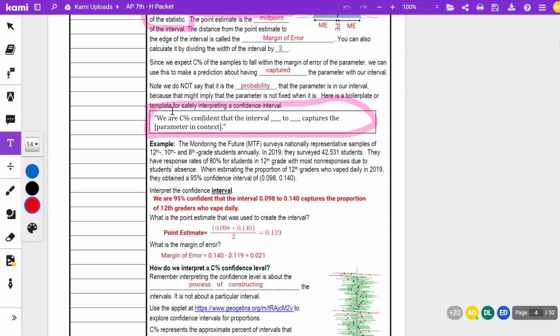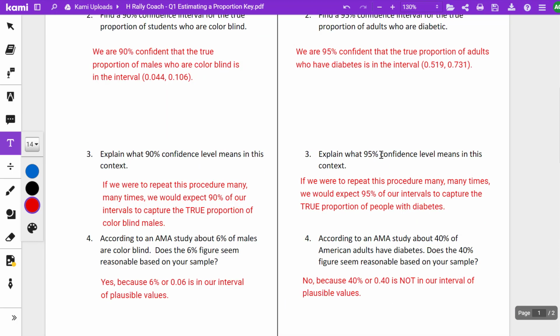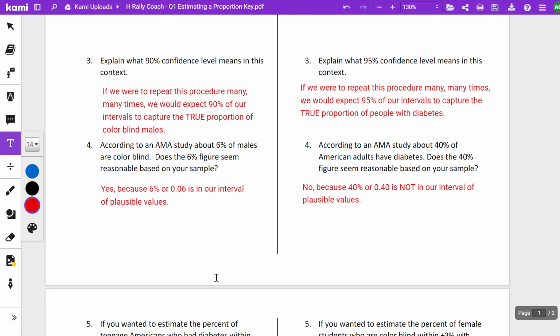This one is interpreting the interval, and then this one is if you were to use a blank percent confidence interval, often about blank percent of your intervals will capture the true parameter value. So that would give you, and it's nice to put the context in there. Okay, back to this. According to an AMA study, about 6% of males are colorblind.